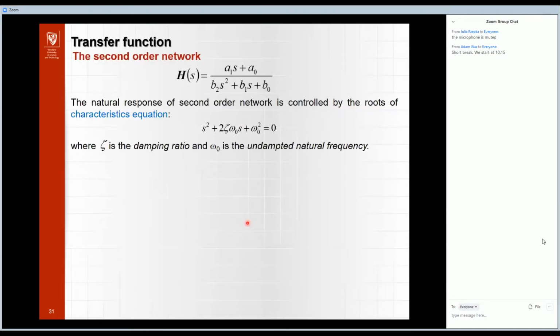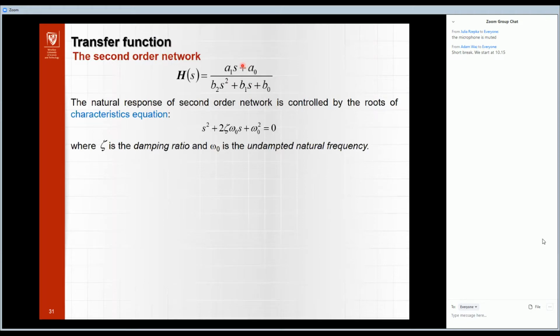More interesting is the second order network. In the second order network, we see that in the denominator we have additional elements connected with S, and also some elements connected with S square. So it is a second order network, because here is the number 2. It determines which order we have. The natural response of a second order network is controlled by the roots of the characteristic equation.